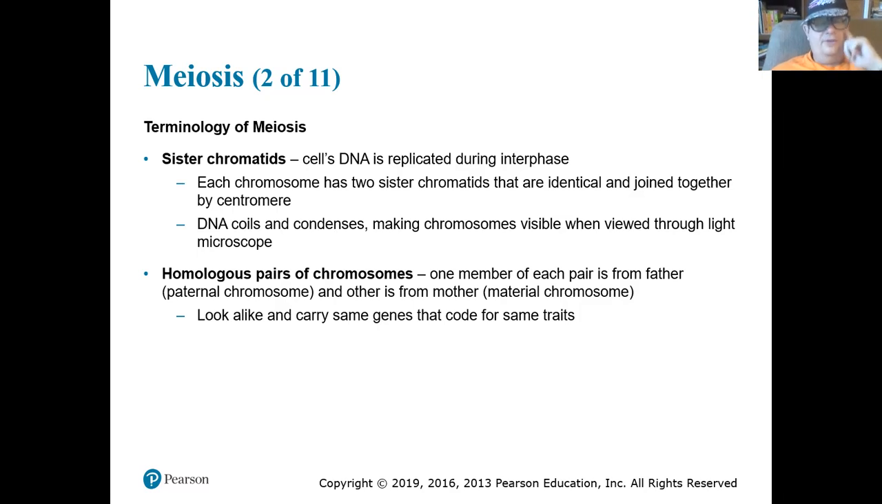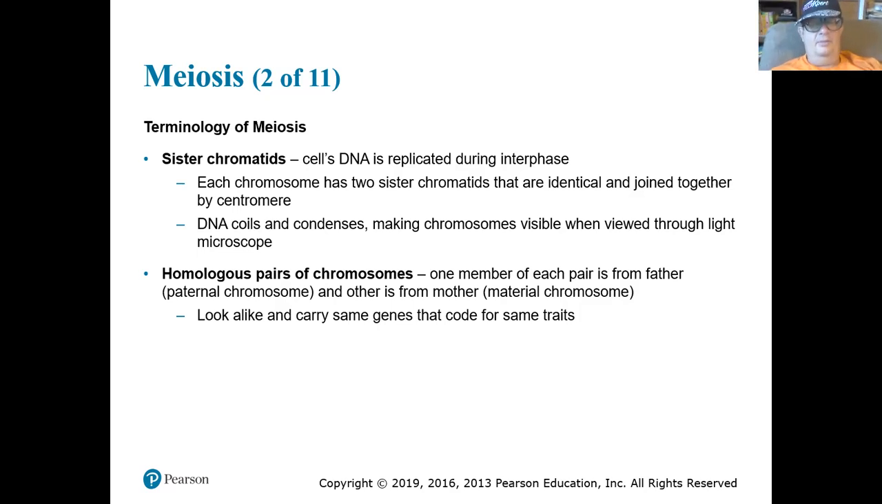So homologous pairs of chromosomes, one member of each pair is from the father, one from the mother. That means daddy gave you a copy of chromosome 1, a copy of chromosome 2, a copy of chromosome 3, etc. Mom gave you a copy of chromosome 1, chromosome 2, chromosome 3, etc. The only place where that gets weird is at the sex chromosomes. These sex chromosomes could have the potential to be different.